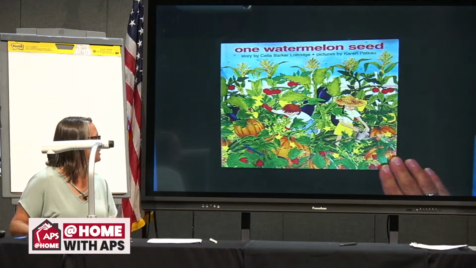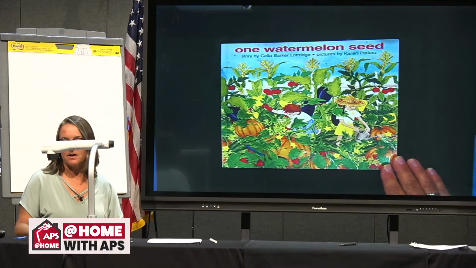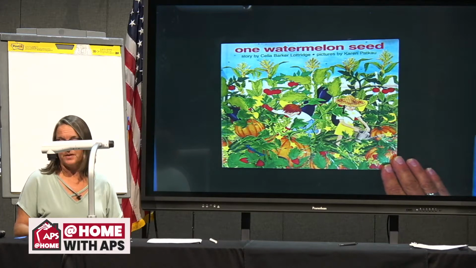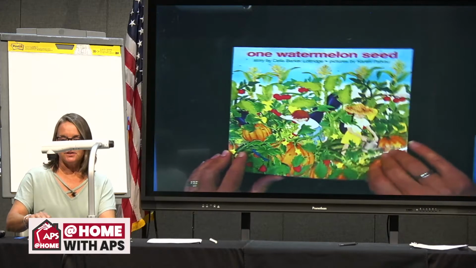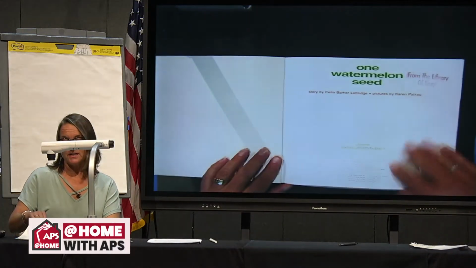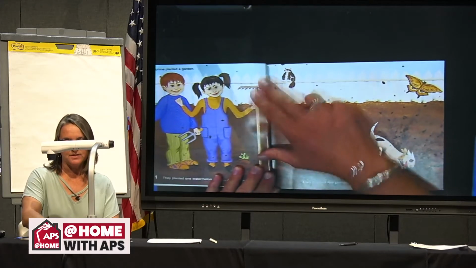What do you know about this book just by looking at the cover? Looks like there is a lot of big gardening going on in this story, right? And from the title, I bet there might be some watermelons. And it looks like there's going to be lots and lots of different fruits and vegetables. This is a good story to read because this is gardening time, isn't it? Summertime is gardening time.